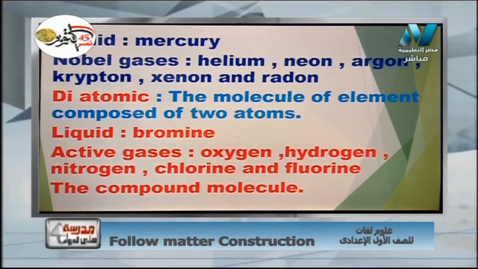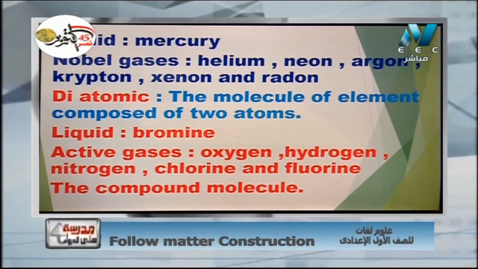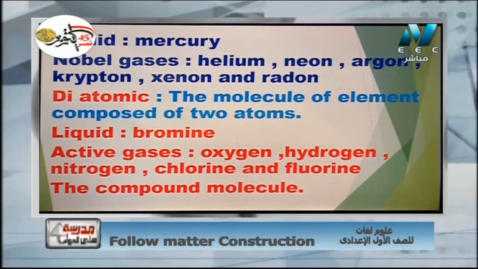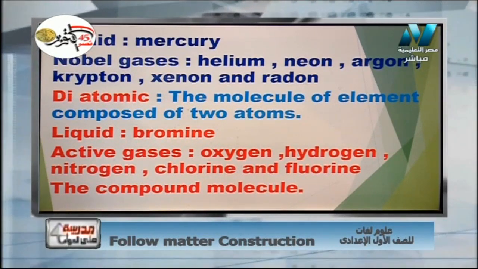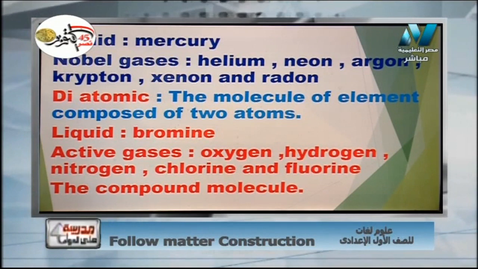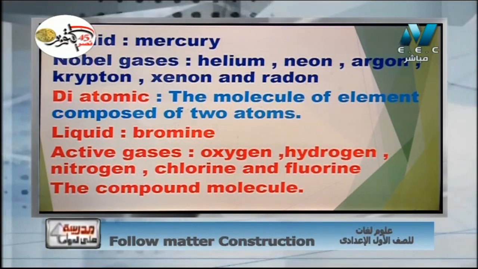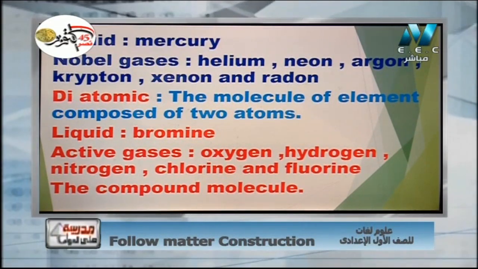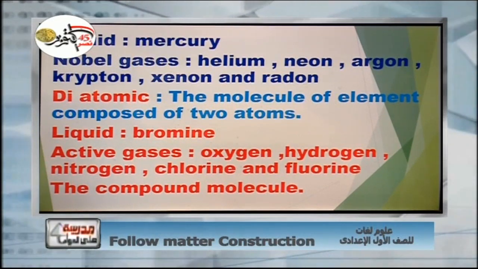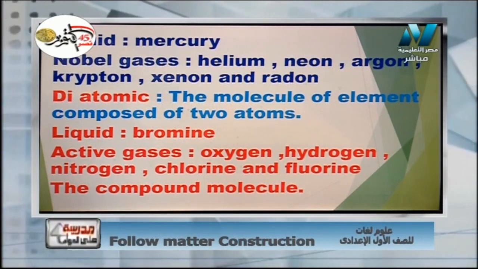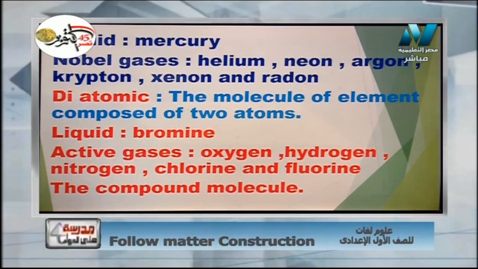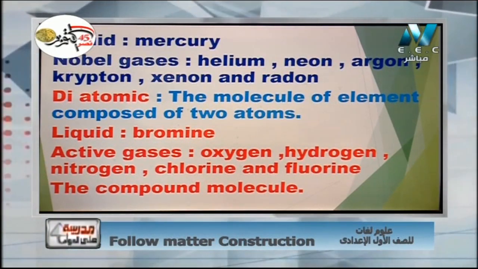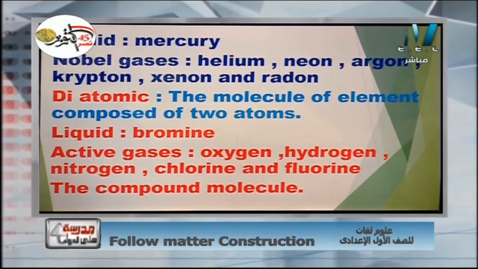We have many types of molecules of element. Number one is monoatomic, number two is diatomic. Monoatomic such as the liquid mercury, and the noble gases helium, neon, argon, krypton, xenon, radon. The second type is the diatomic molecule of element, which consists of two atoms, such as the liquid bromine and the active gases oxygen, hydrogen, nitrogen, chlorine and fluorine.